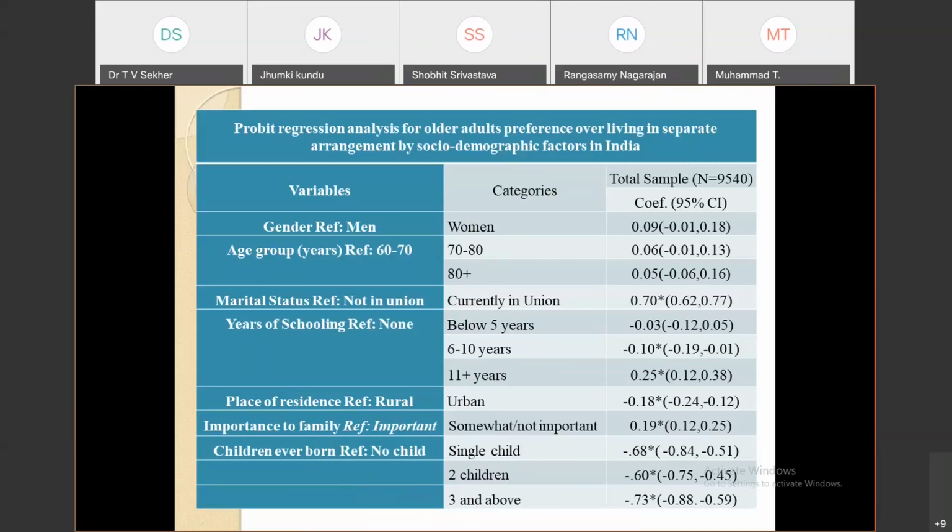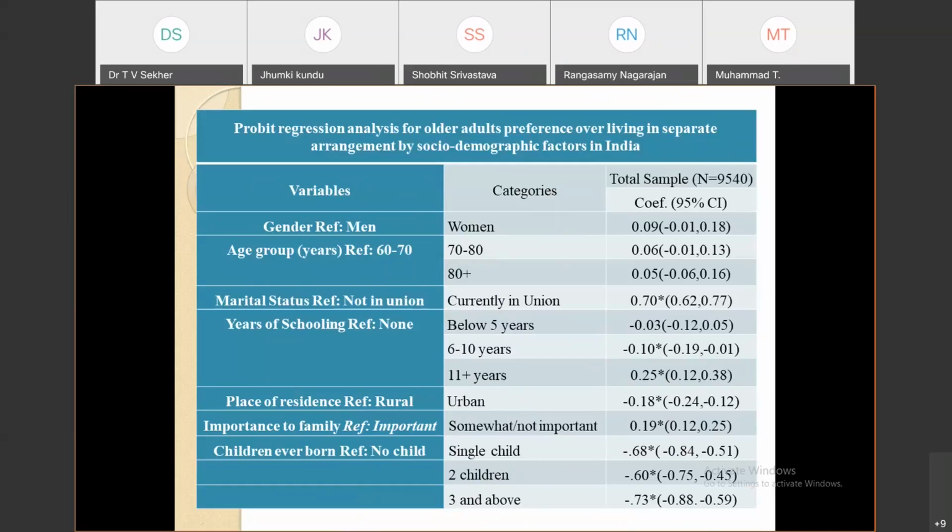Another significant, strong predictor of separate living is the importance to the family, where the interviewer asked the question of how important you feel to your family, and the respondent says somewhat important or not important. The positive association shows that those who feel important in their family don't prefer separate living, but those who are not important are more likely to prefer separate living.